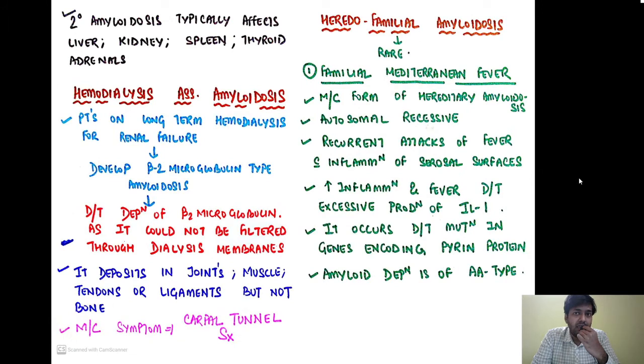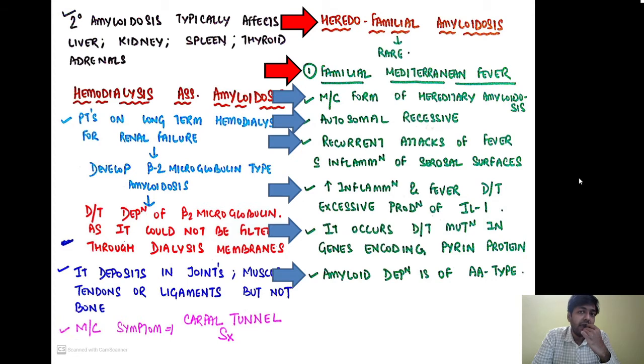So now we are going to discuss the second major variety of amyloidosis, that is heredofamilial or hereditary amyloidosis. Remember, the heredofamilial type of amyloidosis is quite rare. Among them, the first is familial Mediterranean fever. It is the most common form of hereditary amyloidosis, autosomal recessive in nature, and it is characterized by recurrent attacks of fever with inflammation of the serosal membranes. The increased inflammation and fever occur because of excessive production of interleukin 1, due to mutation in the genes encoding pyrin protein. The amyloid deposition here is of AA type.